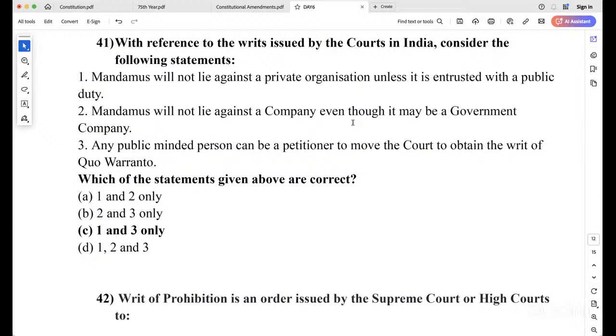If a private organization is doing only private duty, you cannot get mandamus against it. But if the government is outsourcing certain things and they are doing public duties, then under those circumstances we can give mandamus to them. If a private organization is doing a public duty, we can give mandamus. But the second statement says that even if it is a government company, we cannot give mandamus. Private organization doing public duty itself, we are giving mandamus. Then how can we not give a mandamus to a government company?